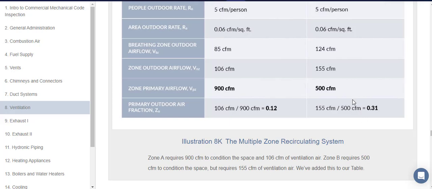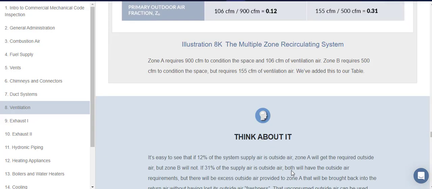Zone B requires 500 CFM to condition the space, but requires 155 of ventilation air. We have added this to our table.